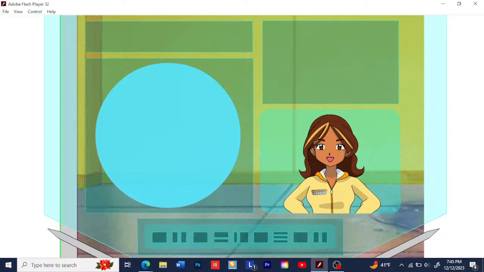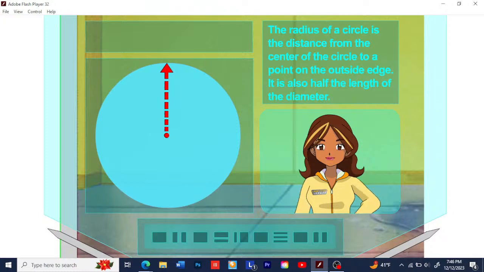Do you know what the radius of a circle is? I think so. It's like a ray of light. It goes from the center to the outside? That's a good way of thinking about it. It's the distance from the center of the circle to an outside point. It's also half of the diameter. So in this case, the diameter is 2 meters, meaning the radius is 1 meter.